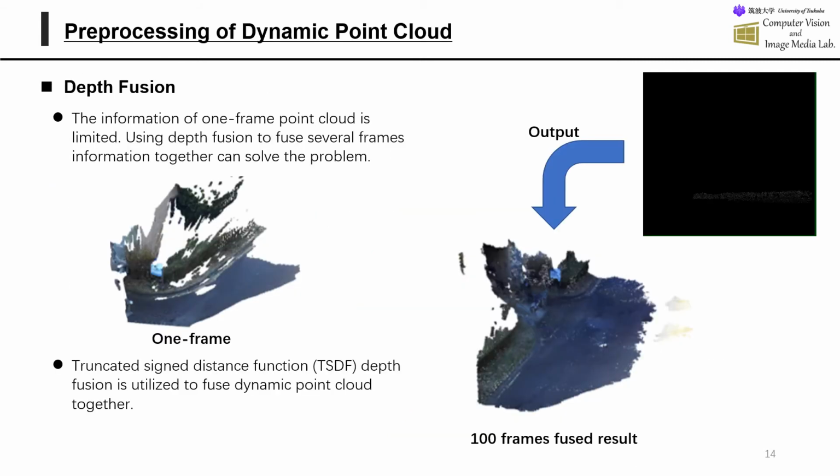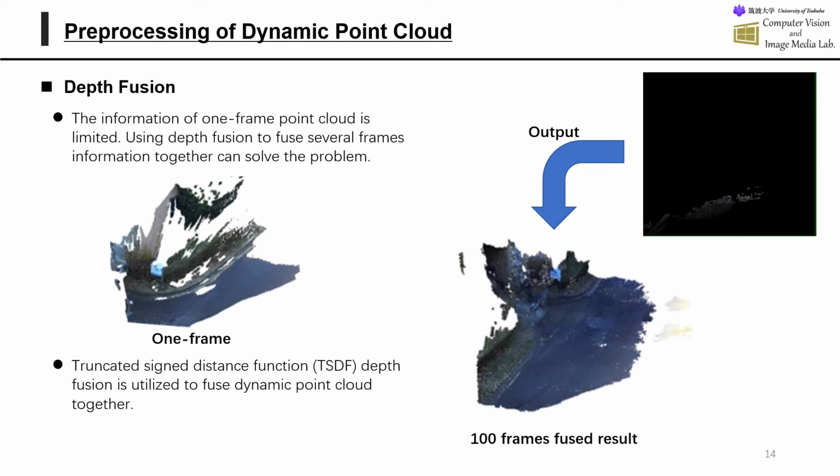To integrate the static point cloud and the dynamic point cloud together, more information with features is needed for point cloud registration. The 3D information is not stable if the point cloud is only based on a pair of stereo images. So we use the depth fusion method to fuse many frames in the dynamic generation process together.